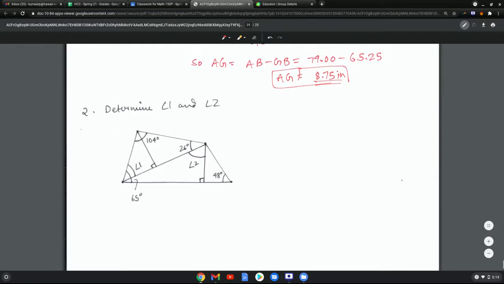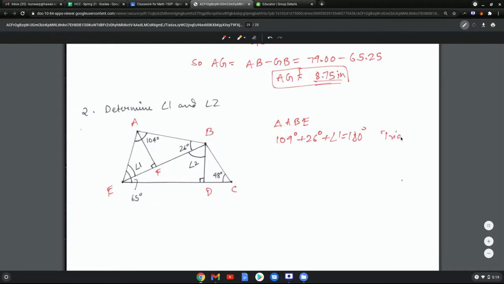Now, last example, find angle 1 and angle 2. Now this looks very complicated, but let's try and focus on what we can use. First of all, let's label them. Let's say A, B, C, D, E, F. I noticed that in triangle ABE, 104 degrees plus 26 degrees plus angle 1 equals 180.